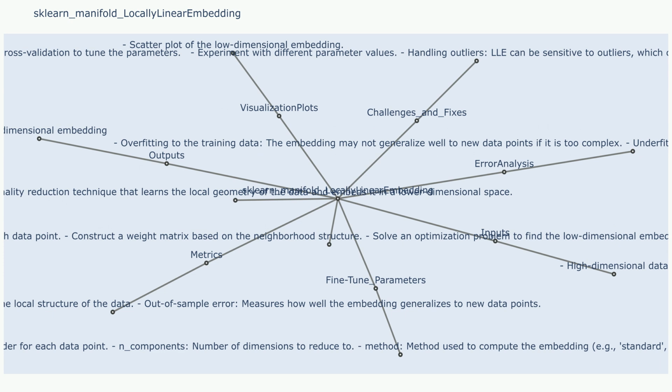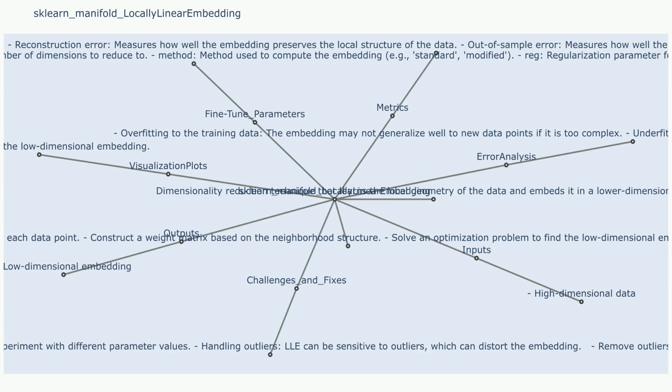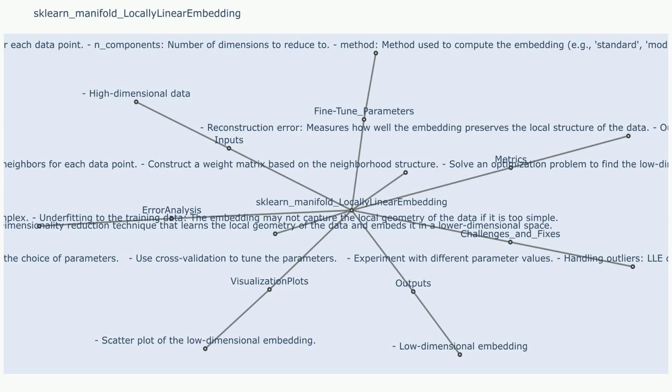Outputs: Y, the reduced data, a 2D array of shape n_samples, n_components. Each row represents a data point in the lower dimensional space. Reconstruction error: the reconstruction error for each data point, which represents the deviation from the original data after projecting to the lower dimensional space. This can be used to evaluate the quality of the embedding.